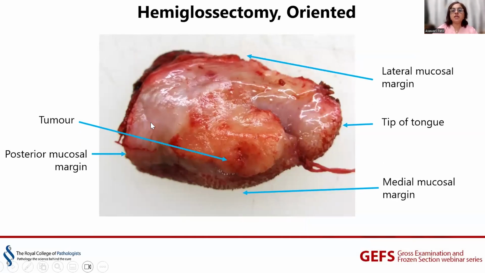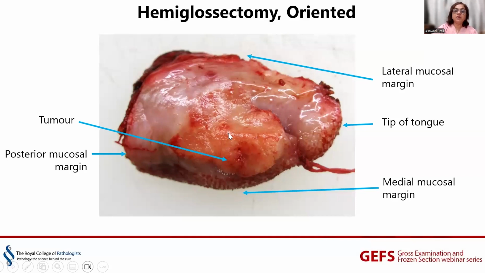Same is true for hemiglossectomy. If we have this hemiglossectomy, then there are usually stitches attached anteriorly. You can identify the tip of the tongue. There is this tumor you can see here. So there is this lateral mucosal margin, medial mucosal margin, posterior mucosal margin. There will be an anterior-inferior mucosal margin.